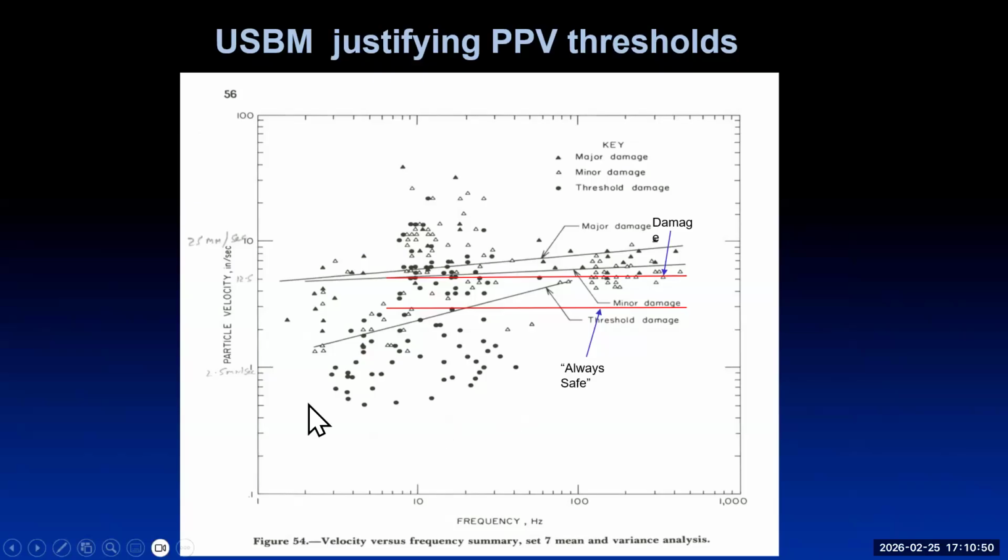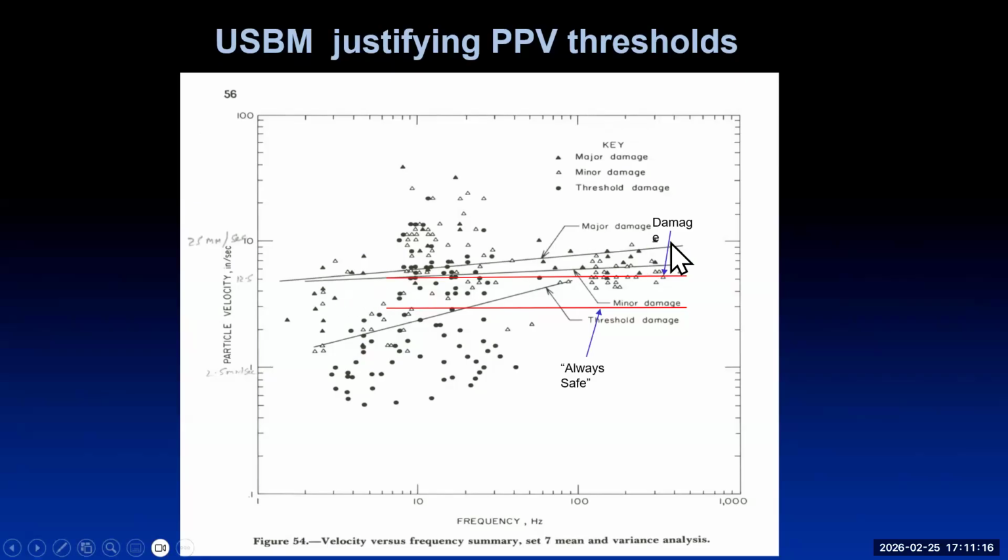And they said, okay, based on these velocities and these frequencies, this is where we got some actual damage. And so they plotted it, and they had major damage, minor damage, and threshold damage. And then they somewhat, I would call it somewhat arbitrarily, but statistically said, all right, here's where we're always going to be safe under these guidelines. And here's where we experience major damage.